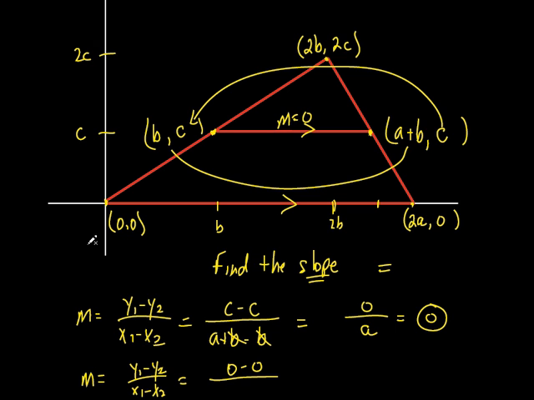So it's 2a minus 0. And what is that? That's 0 over 2a. What's 0 over anything? It's 0. And check it out. That's my proof. I just proved that the slope of this line is 0 as well. I just proved that these two lines right here are parallel to each other because they have the same slope.